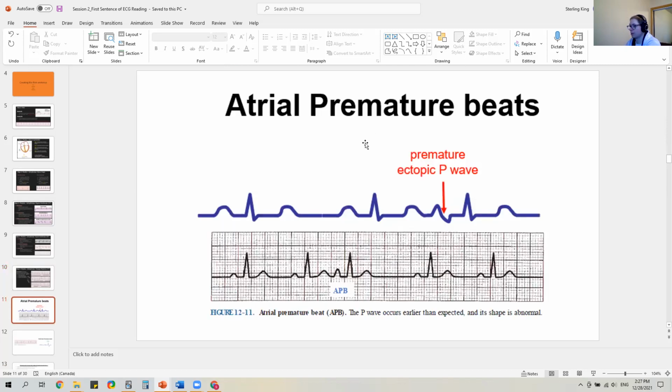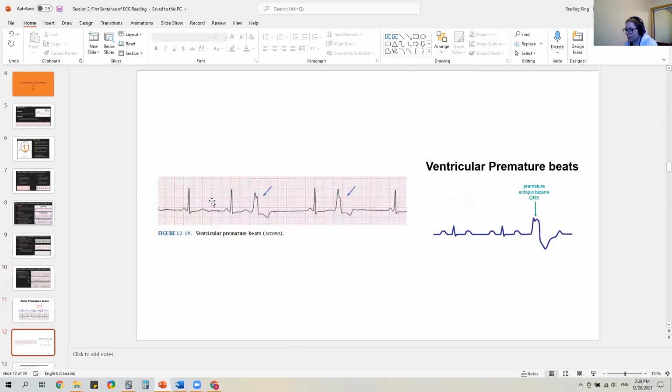So just showing the premature beats in a little bit more detail. You can see PQRST, PQRST, and then there's this weird looking P wave, and then the QRS follows. So that would be from somewhere else in the heart. Another way that they call it is an ectopic P wave or an atrial premature beat. PQRST, PQRST, and then there's a really early P, and then the QRS follows. So this is a little bit faster right here, then it goes back to normal. So earlier than expected, shape is abnormal.